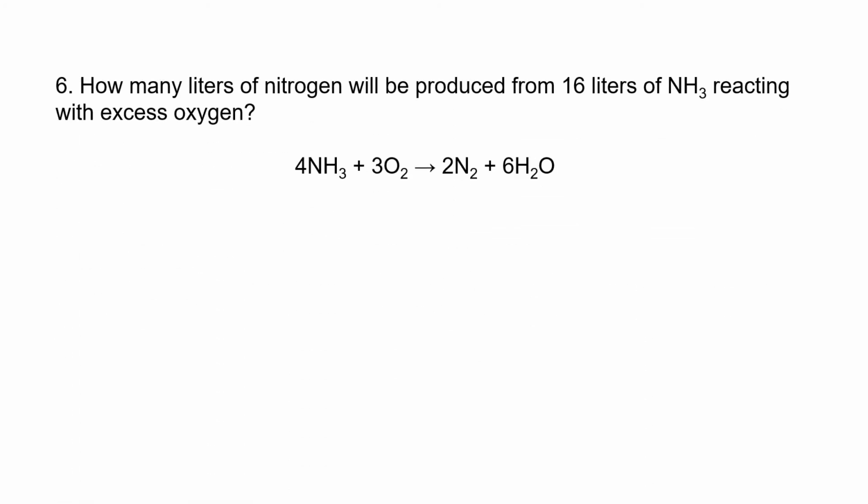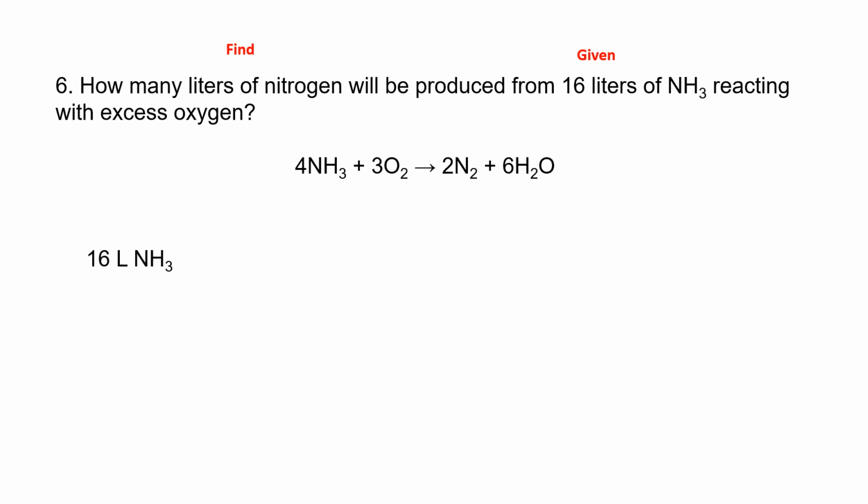Number 6 asks, how many liters of nitrogen will be produced from 16 liters of ammonia reacting with excess oxygen? So we are trying to find liters of nitrogen. We are given liters of ammonia. So how do we get from liters of ammonia to liters of nitrogen? That's what we need to ask ourselves.